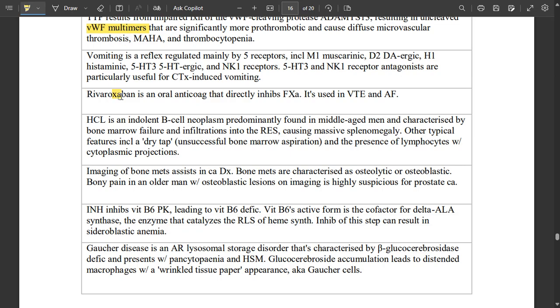Rivaroxaban is a factor 10A inhibitor. There is 10A in the name itself. It is available in oral form and directly inhibits factor 10A. It is used in atrial fibrillation and venous thromboembolism. Fibrillation forms some thrombus and the resulting embolism, like venous thromboembolism. Both of them can use rivaroxaban for treatment.